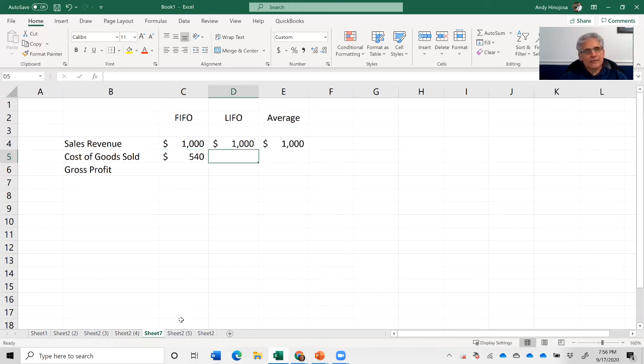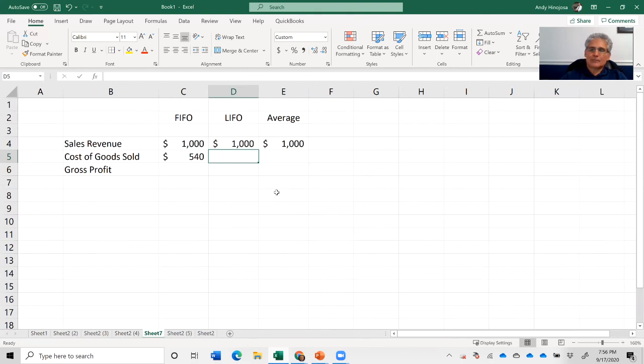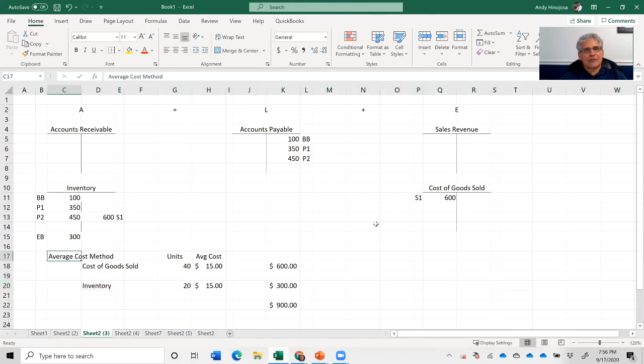Under the LIFO method, we computed the LIFO amount. The cost of goods sold was $660. So we can update under LIFO, the cost of goods sold is $660. And under the average cost method, we computed our cost of goods sold to be $600. Remember, we charged the cost of goods sold $600.